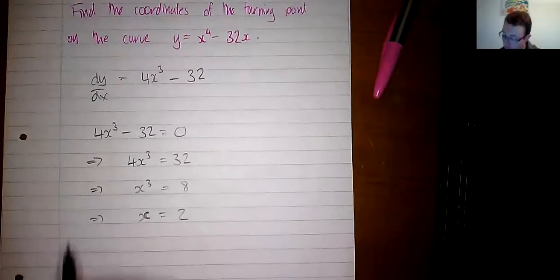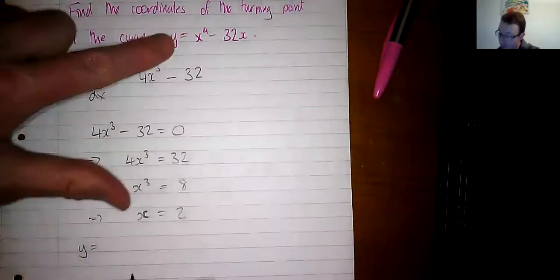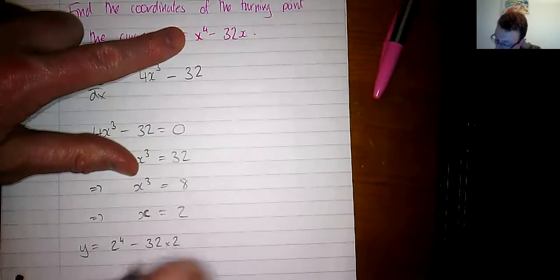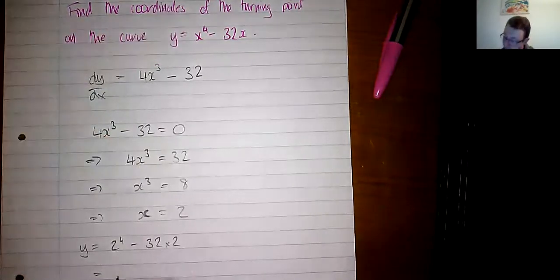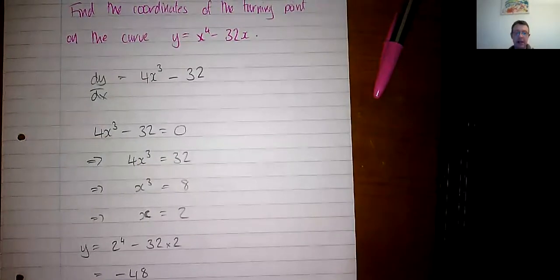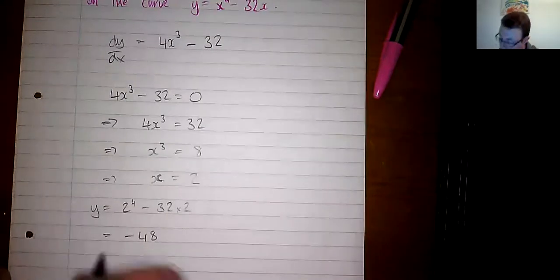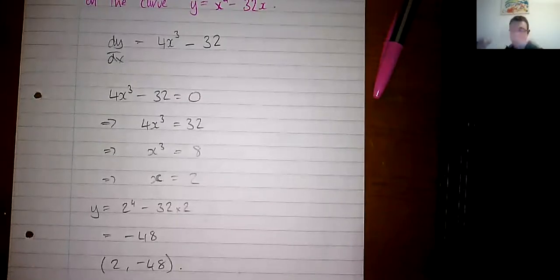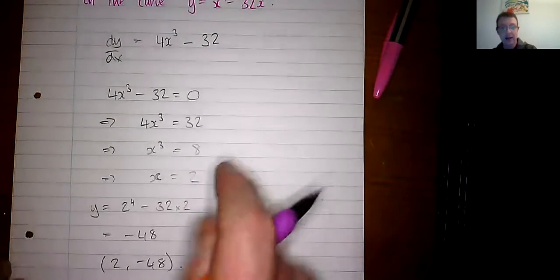So if x is 2, y equals 2 to the power 4 take away 32 times 2. So what's that? 16 take away 64, so minus 48. So what's the coordinates then? Let's answer the question. The coordinates are (2, -48), and that's it. That's the end of the question.